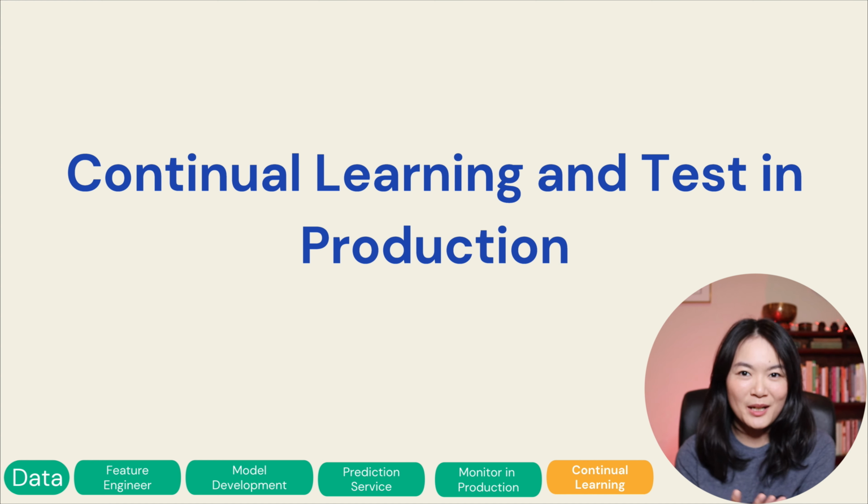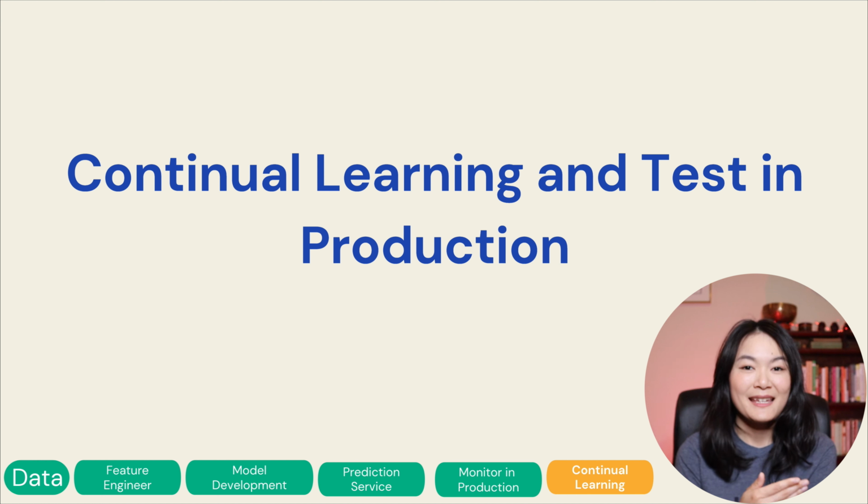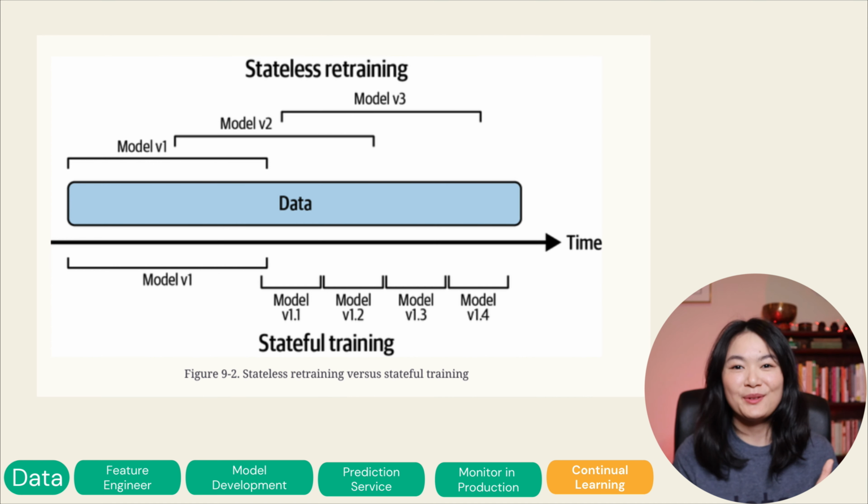How do we adapt our models to data distribution shifts? The answer is by continually updating our ML models. Continual learning is largely an infrastructure problem. Most companies do stateless retraining, which means the model is trained from scratch each time. Continual learning allows stateful training, which means the model continues training on new data, which allows you to update your model with less data. Your infrastructure should be set up to allow both stateless retraining and stateful training.